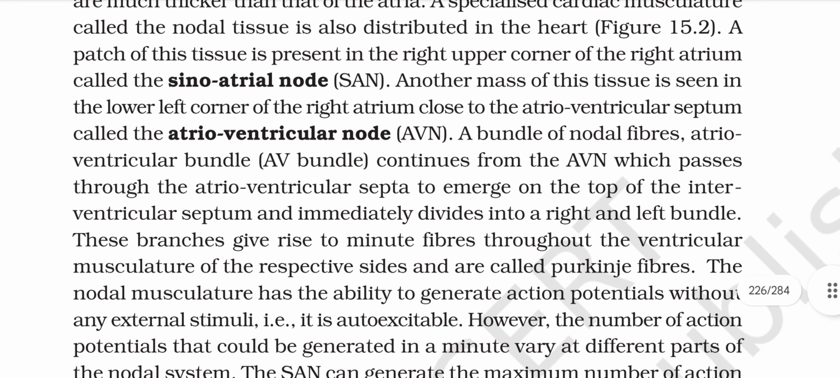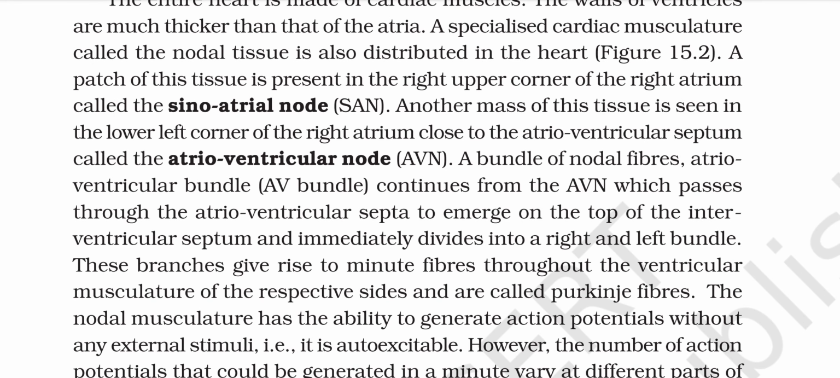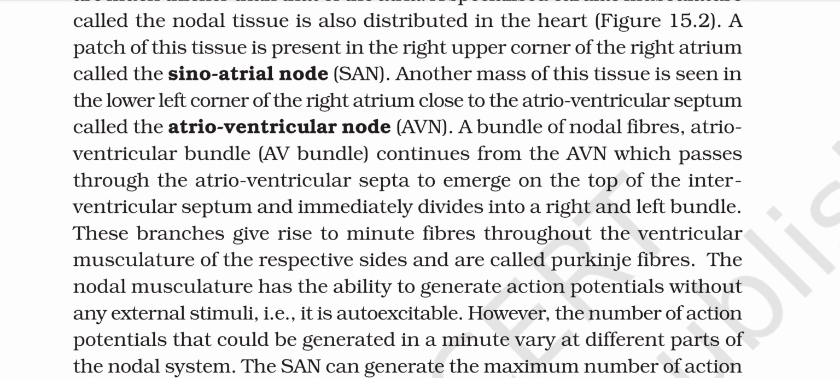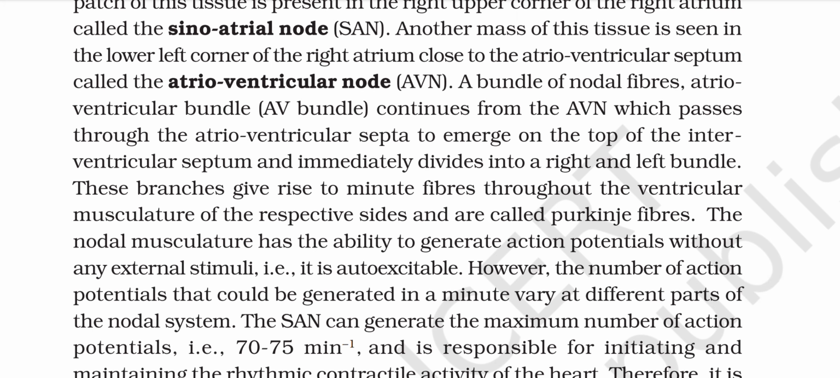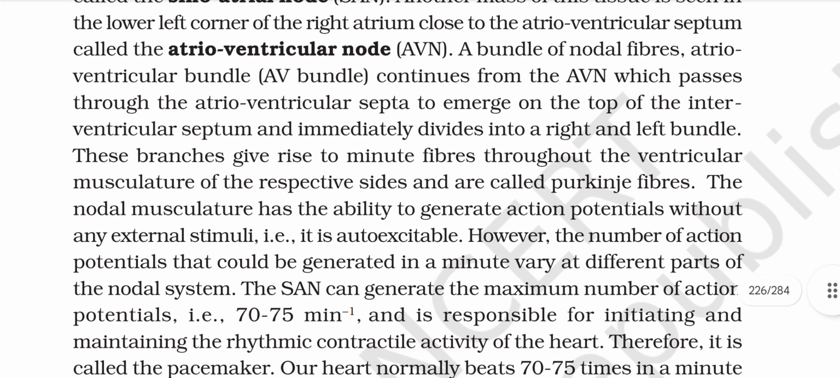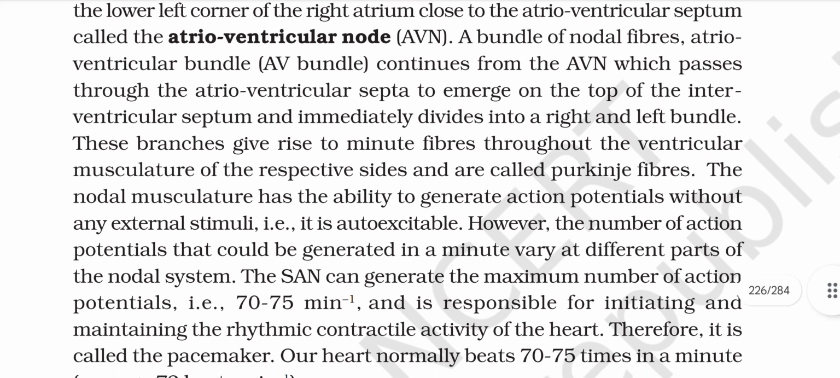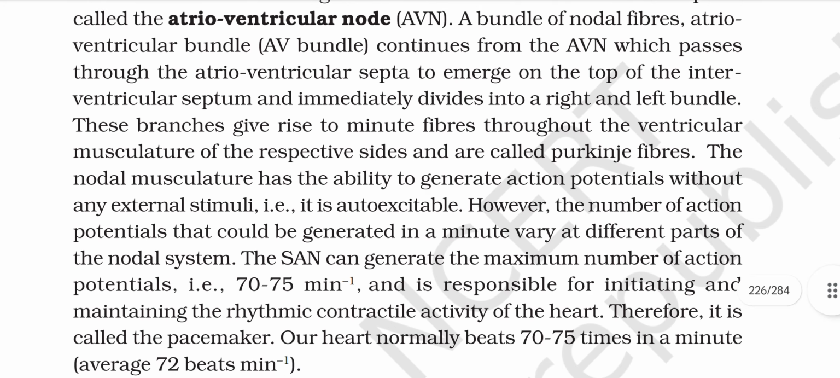Again, we will read this, it is important. A patch of this tissue is present in the right upper corner of the right atrium, called the sinoatrial node, SAN, and another mass of this tissue is seen in the lower left corner of the right atrium close to the atrioventricular septum, called the AVN, atrioventricular node. A bundle of nodal fibers, the AV bundle, continues from the AVN, which passes through the atrioventricular septa to emerge on the top of the interventricular septum and immediately divides into the right and left bundle, right?